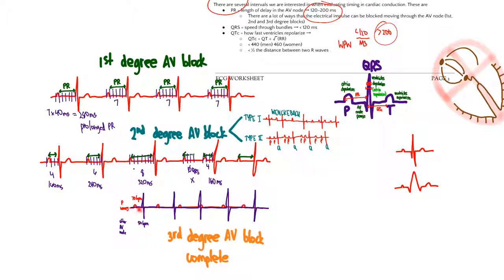The P's, you'll notice, are equidistant from each other, and then the QRSs are equidistant from each other, but they are not at the same rhythm. This one's 70 beats per minute, this is 50 beats per minute. Okay, let's look at one more thing.